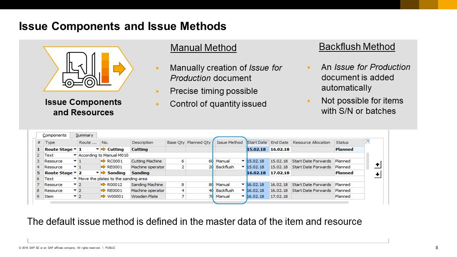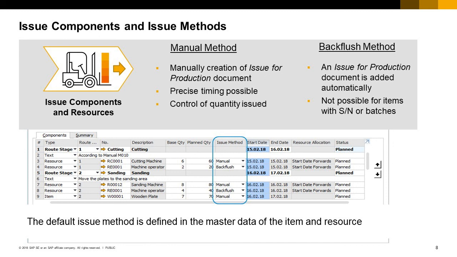The default issue method is defined in the master data of the item and resource. Then, this default is copied to the bill of materials document and can be changed at the row level. When the bill of material document is copied to the production order, the issue method in the rows is copied but can be changed again.